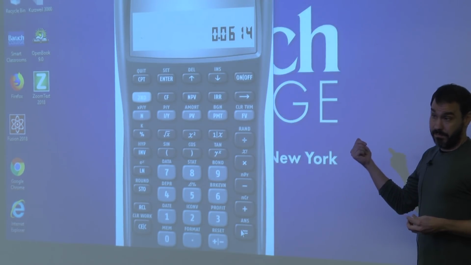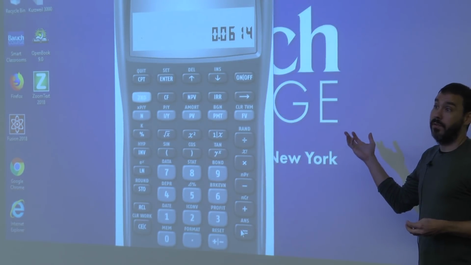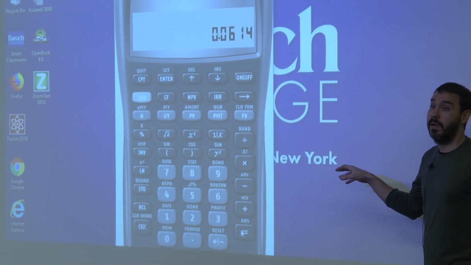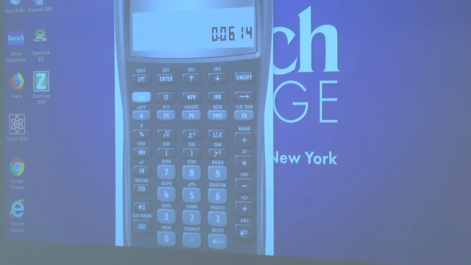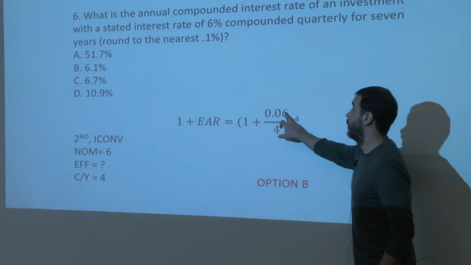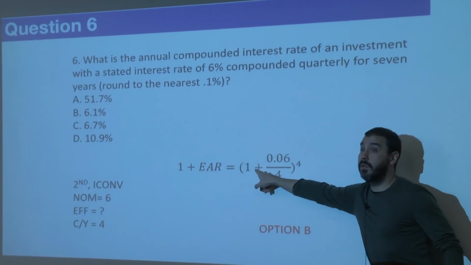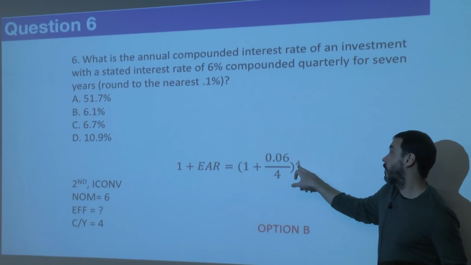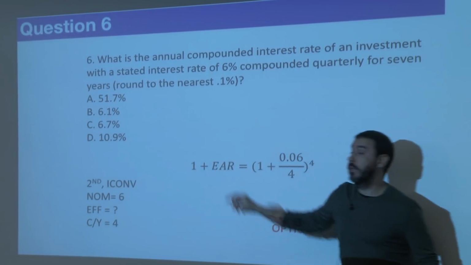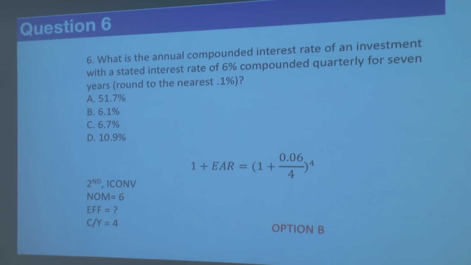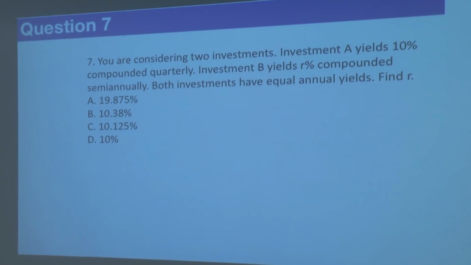This is on the calculator, doing it following the formula. I didn't use the function that the calculator has to compute the EAR. I just followed this formula, plugging in the numbers. I did 0.06 divided by 4 plus 1. What I get, to the power of 4, minus 1, gives me the EAR. Okay?